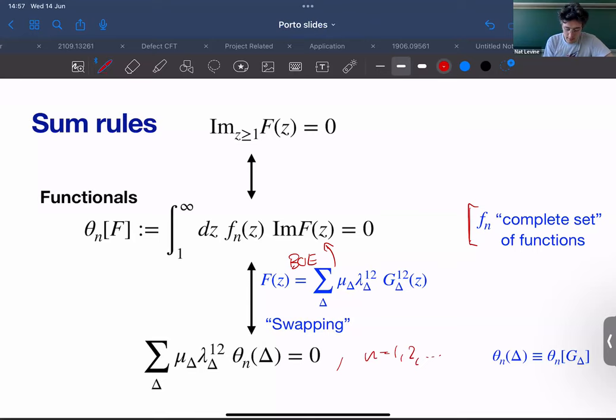Where these numbers, theta n of delta, are just defined by this functional theta n acting on the delta block. And so here you crucially need to use a property which we call swapping, which allows the exchange of order of the integration and the summation over delta. Right? Because if you plug the BOE in here, you're going to have an integral of a sum. And here what we want to end up with is a sum of an integral. So this swapping property has to be carefully derived, and I'll explain in a few slides time how to prove it.